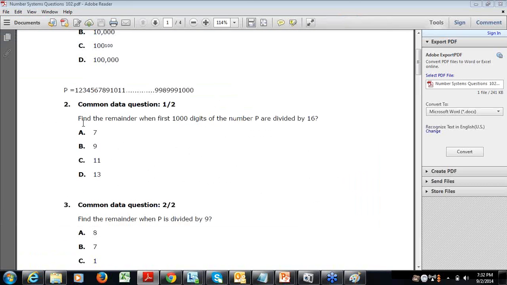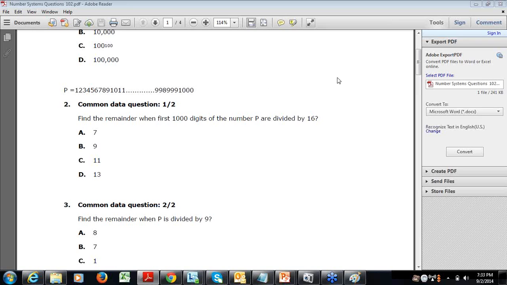Let me read one more time. Find the remainder when first 1000 digits of number P is divided by 16. What is the divisibility rule of 16? Whatever the last 4 digits of a number are, the remainder you get by dividing them by 16 will be the remainder. So we need to find the last 4 digits of that 1000-digit number.